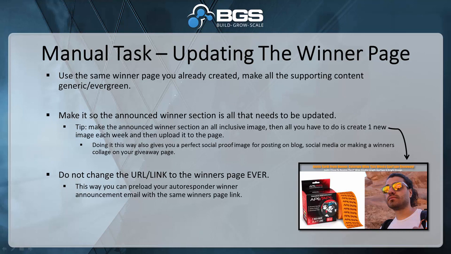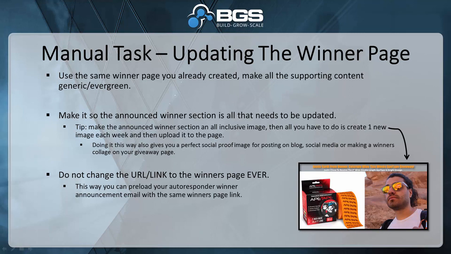And we make it like a Photoshop file with all the layers, right? And then all we have to do is take the winner's picture, add it to the Photoshop file, save it as a JPEG, or a PNG or whatever, and then upload it to the page. And we name it the exact same as the other image, so we don't even have to edit the page. We just re-upload the file to our server, and it overwrites the old file, and now the new winner's image shows up on the winner page. Super, super simple.